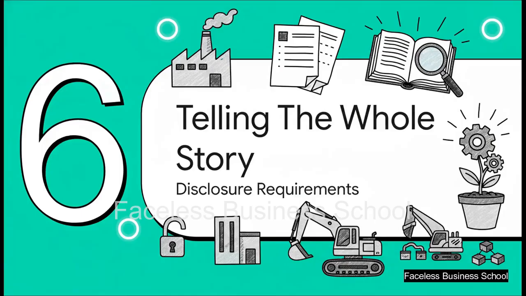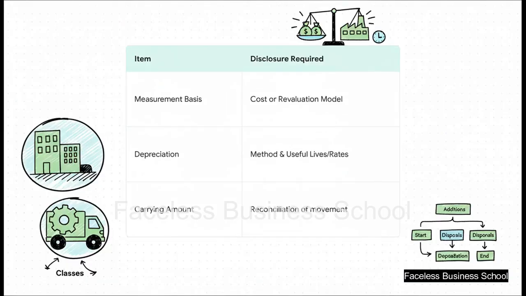So we've covered the whole life cycle, right? But financial reporting is all about being transparent. So our final section is all about what companies must tell people to paint the full picture of their property, plant, and equipment. IAS 16 demands a lot of detail, and it has to be broken down by each class of asset. So you'd have one for buildings, one for vehicles, one for machinery. For each of these classes, a company has to spell out which measurement model it's using, what depreciation methods it's using, and a full-blown reconciliation, showing the value at the start of the year, all the additions, disposals, and depreciation, and the final value at the end of the year.